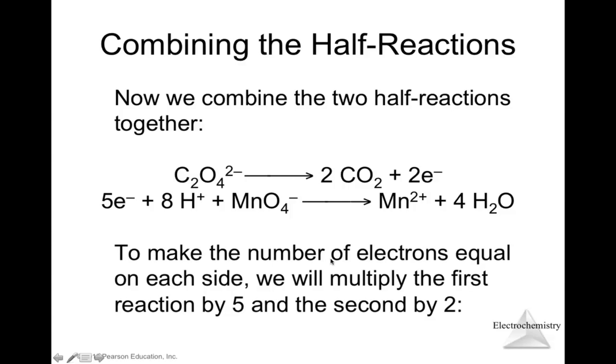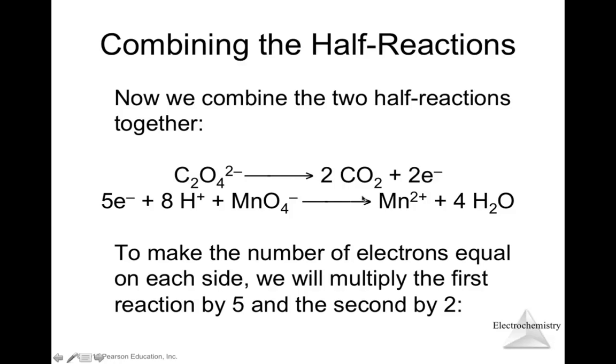So to make the number of electrons equal on each side, we will multiply the first reaction by 5 and the second by 10, because even though we know that electrons have been transferred, electrons are not a reactant. You can have 2 moles of electrons, so that's why they can be part of the final equation, even though they are the reason we have a reduction and oxidation reaction.